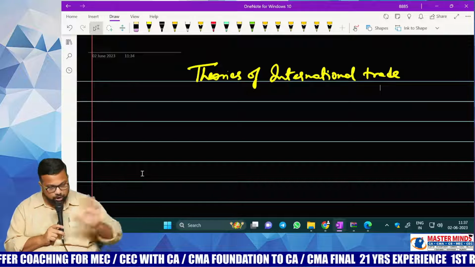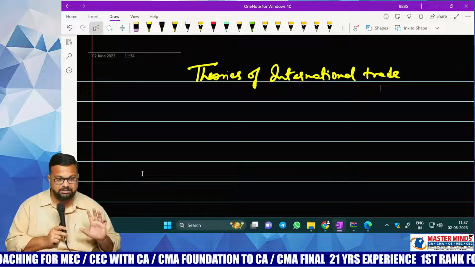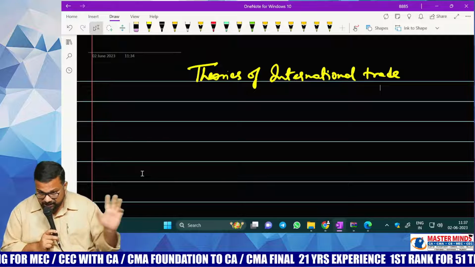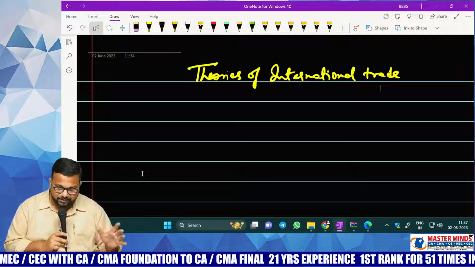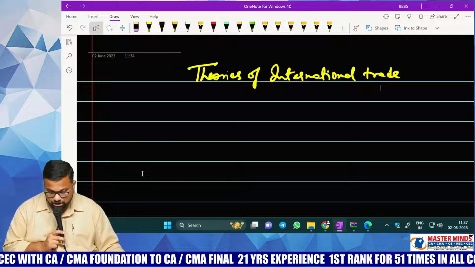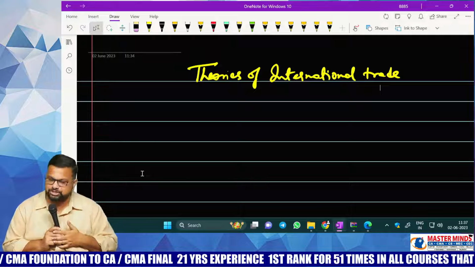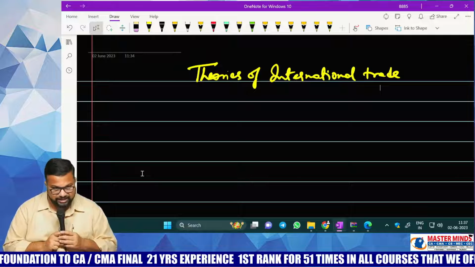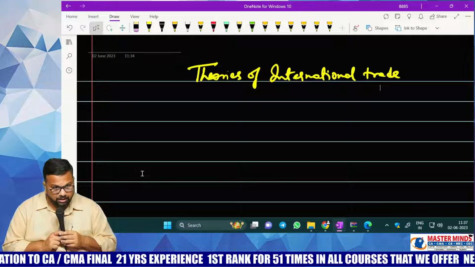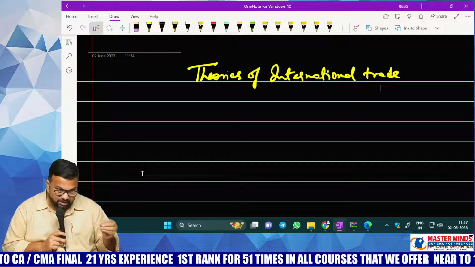Because we all know that international trade is more complex than internal trade. So there are some advantages of international trade. These are the generalized advantages. But different economists came up with different theories explaining why a country should participate in international trade.